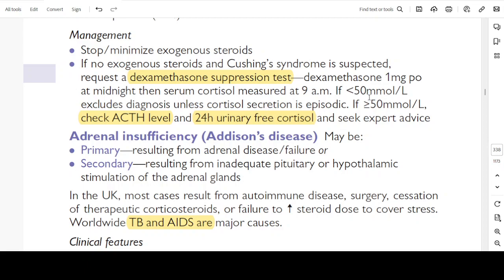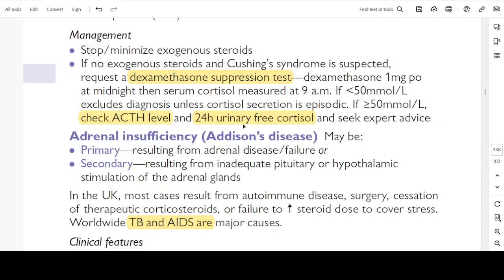If you are giving an exogenous steroid, then the adrenal cortex should decrease the production of endogenous steroids. So if cortisol is less than 50 nanomoles per liter, it excludes the diagnosis unless cortisol secretion is episodic. If more than 50 nanomoles per liter, then you have to check for secondary Cushing's, that is whether there is a high ACTH level, and a 24-hour urinary free cortisol, and seek expert advice.